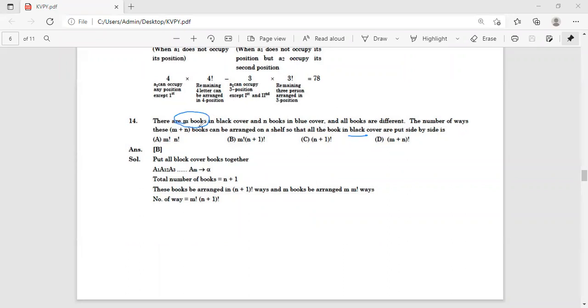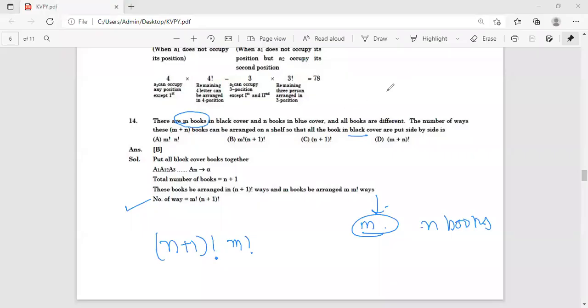Black books are M. So all M books are tied together. So N books are separate, and there is one tied unit. Total N plus 1 things. So we can arrange N plus 1 things in N plus 1 factorial ways. And with each arrangement, M books can arrange among themselves in the bundle itself in M factorial ways. You know, it's a basic question. Questions from the basics only. So this is the answer.